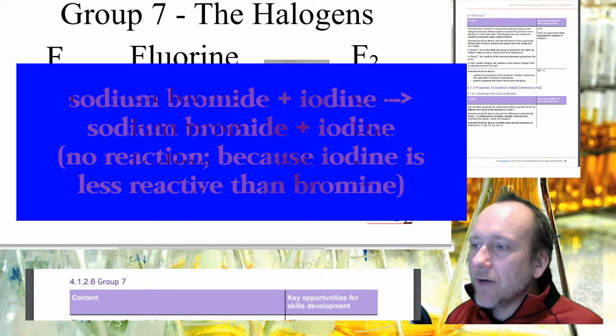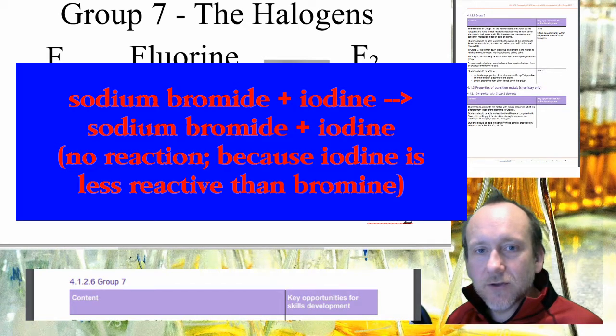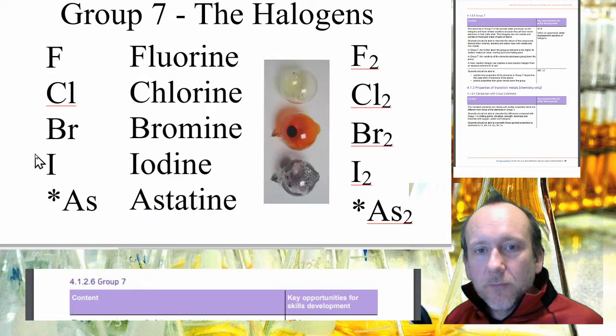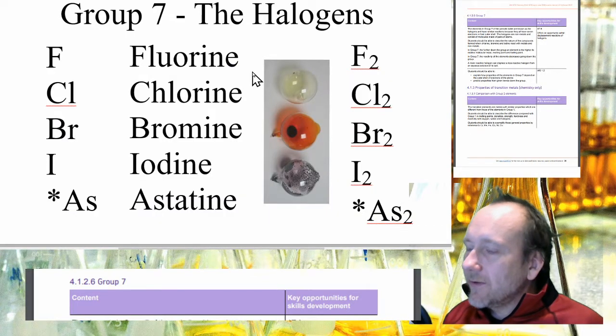If on the other hand you have got sodium bromide and you put iodine in there, nothing much will happen because bromine is the more reactive halogen. More on that later.